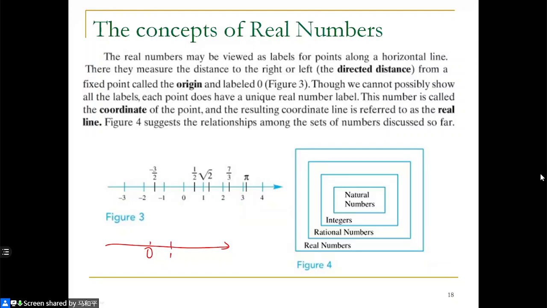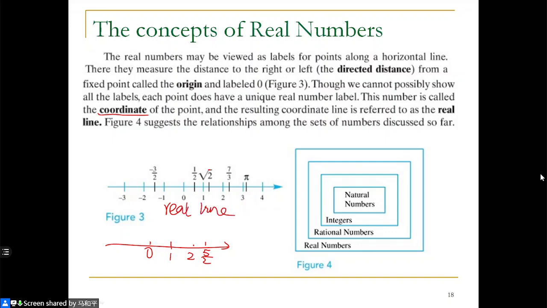For example, one, this point. This means the distance between zero and one is one. So we write this as two, or this as five over two, okay? This is minus three over two. Here, this is the square root of two. An irrational number is also on this line. And this number is called the coordinate of the point. The resulting coordinate line is referred to as a real line. It's called a real line.